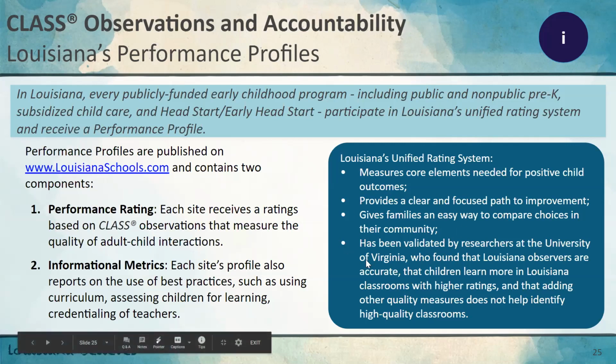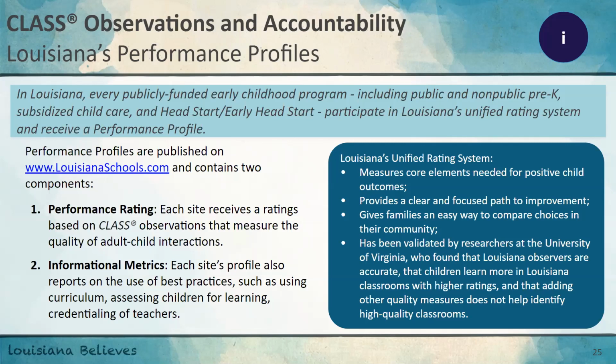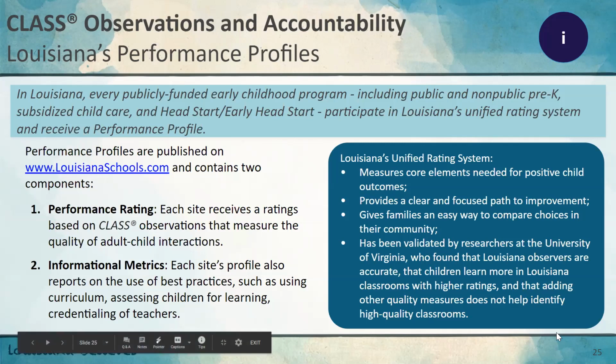I just want to emphasize here in this blue box on the right that our unified quality rating system has been validated by researchers at the University of Virginia. So researchers from UVA have come into Louisiana. They have conducted external outside observations, and they have validated our unified quality rating system and have found that children who are in classrooms that are rated highly on our rating system have better outcomes than children who are in low quality classrooms. So they've found that it's correlated to child outcomes, which is really exciting.